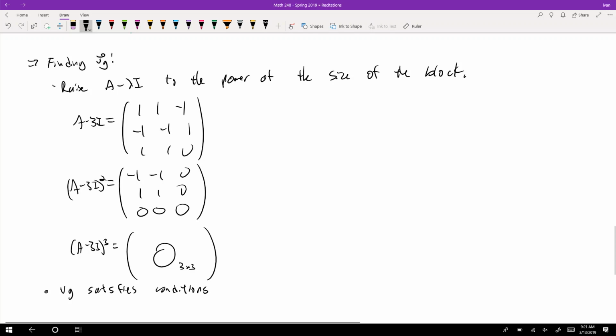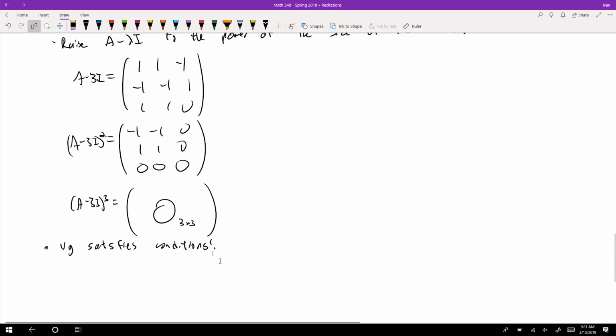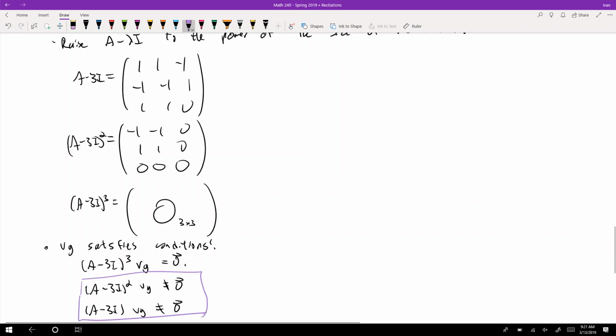All right, and especially the following conditions. We need (A - 3I)^3 times vg to equal 0. (A - 3I)^2 vg must not be the 0 vector. And then (A - 3I) vg cannot be the 0 vector as well. And for these last two cases, can anyone see why that has to hold?